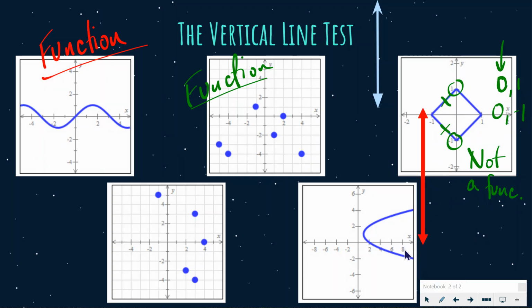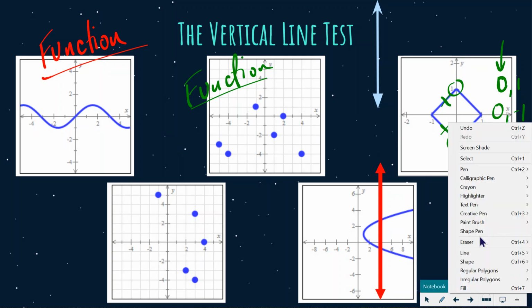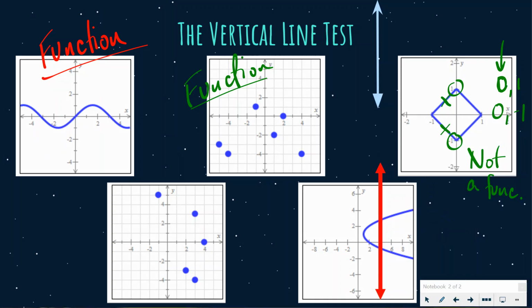Same thing on this bottom right one. I can put that vertical line right there and see that it matches up with 2 of those points on that blue line, there and there, which means that is also not a function.